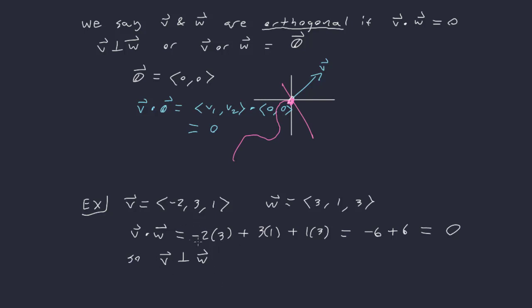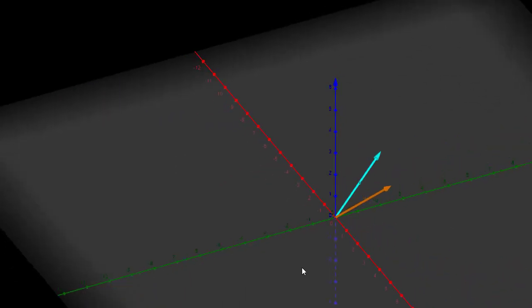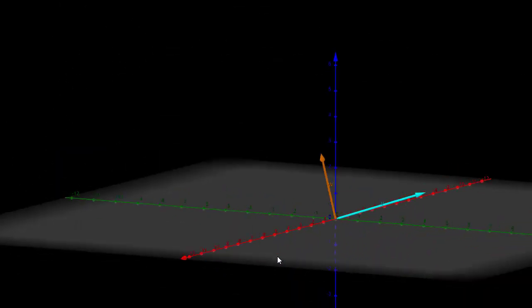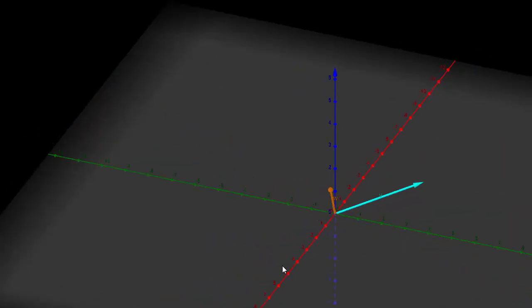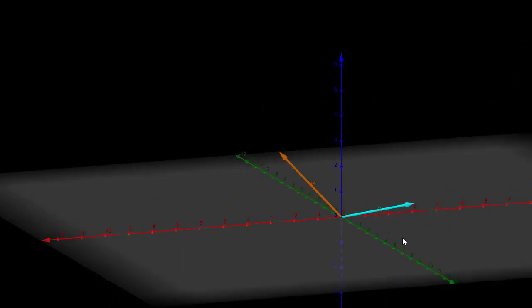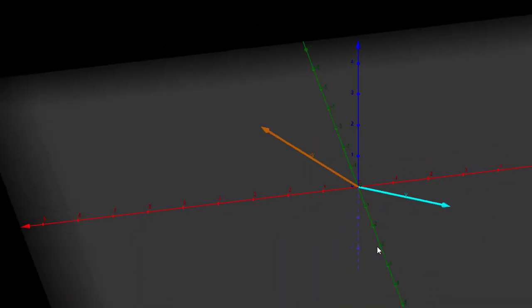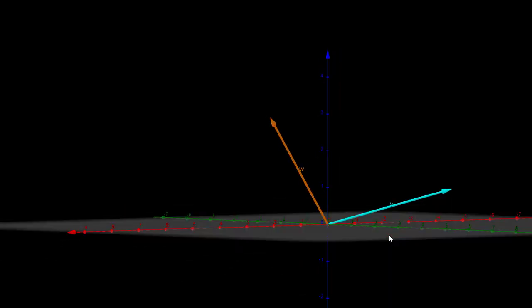Now, I know none of them are the 0 vector, so that means these two are orthogonal. They are perpendicular to one another. Okay, so here's a three-dimensional graph of these two vectors, and depending on how we look at it, it can be kind of tough to see, but they are indeed perpendicular to one another. Okay, so I find using the dot product a really quick way to tell.